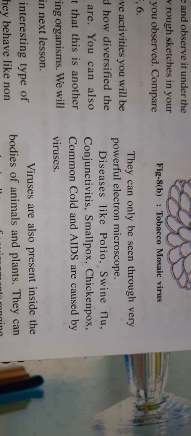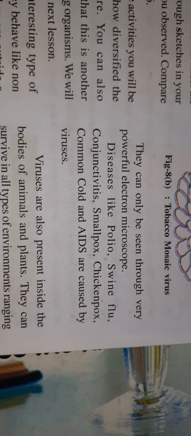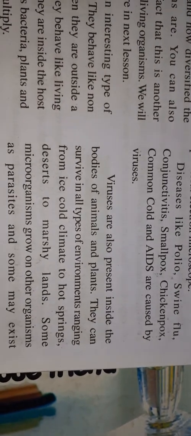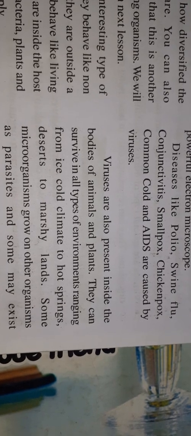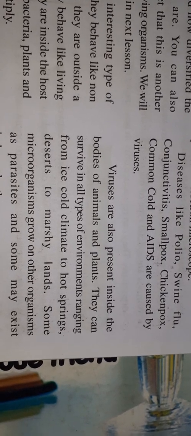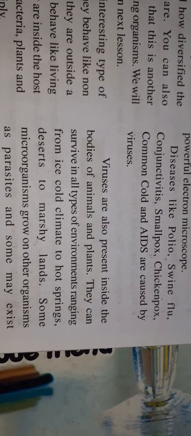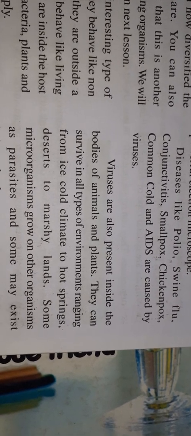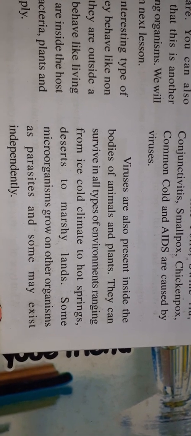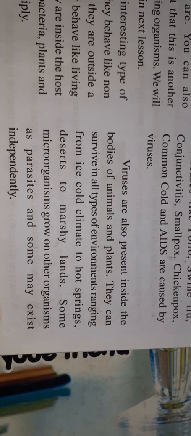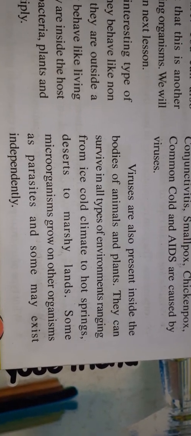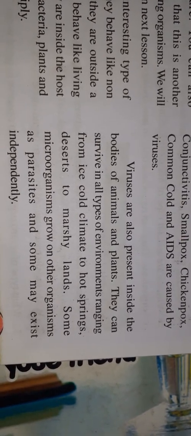Examples are polio, swine flu, smallpox, chickenpox. These are some diseases which are caused by viruses. Viruses are also present inside the bodies of animals as well as plants. Okay students, they survive in all types of habitats, from cold climates to hot springs, deserts to marshy lands. Some microorganisms grow on other microorganisms as parasites, and some exist independently. They are not dependent on any other organisms.